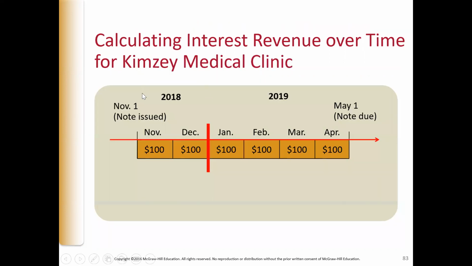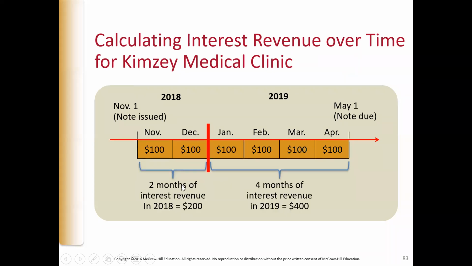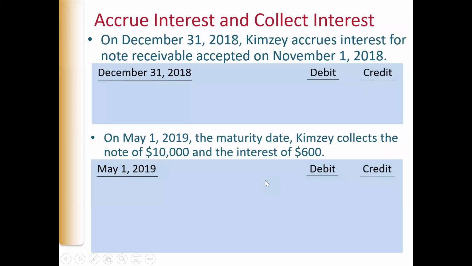Remember, we want to keep track of our interest by each year. So in 2018, if this note was issued on November 1st, at the end of the year, we would want to show interest revenue for 2 months. And even if the note doesn't get collected until May 1st, we need to show in 2018 what we earned in 2018, and we would show it as a receivable. So in this case, 2 months of interest revenue is earned in 2018, and 4 months is earned in 2019.